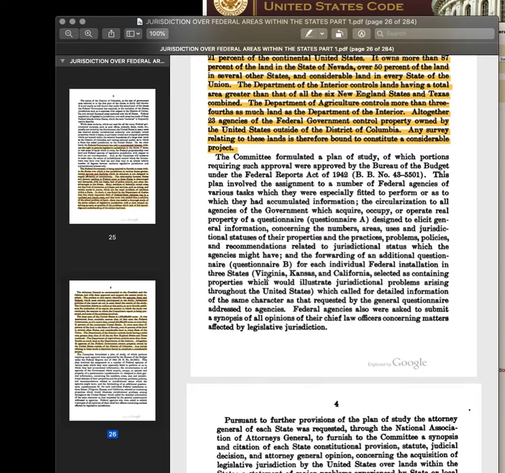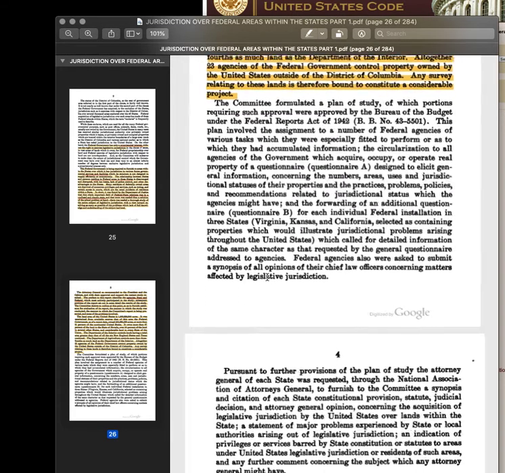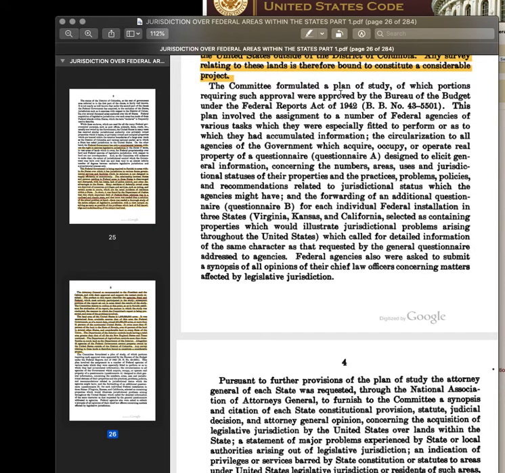So there's a couple of things in this next paragraph that we need to look at. The committee formulated a plan of study of which portions requiring such approval were approved by the Bureau of the Budget under the Federal Reports Act of 1942. This plan involved the assignment of a number of federal agencies of various tasks which they were especially fitted to perform or as to which they had accumulated information, the circularization to all agencies of the government which acquire, occupy, or operate real property.